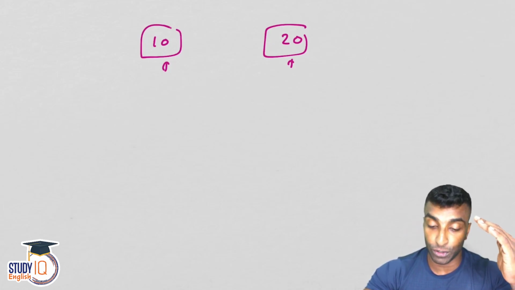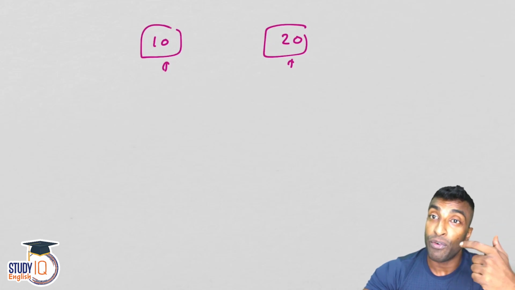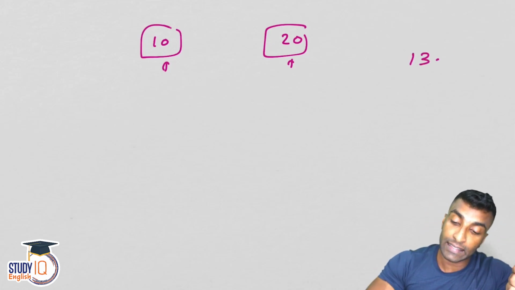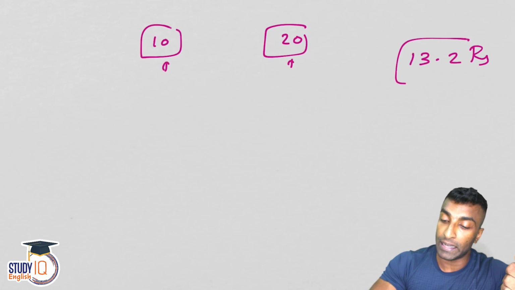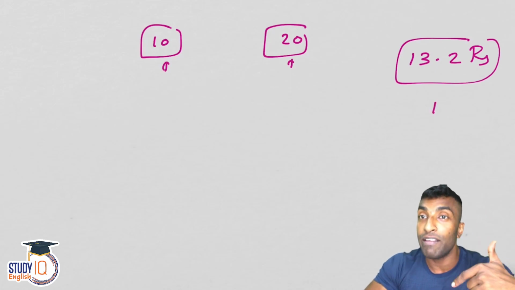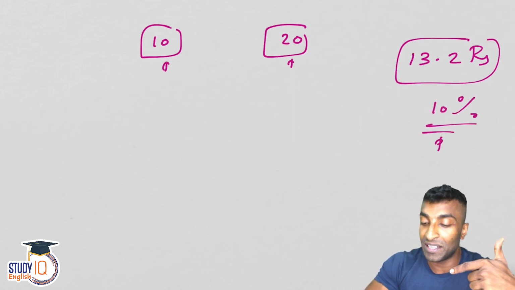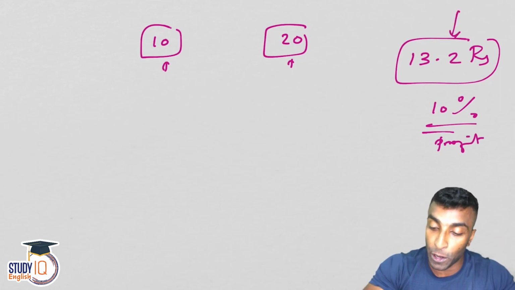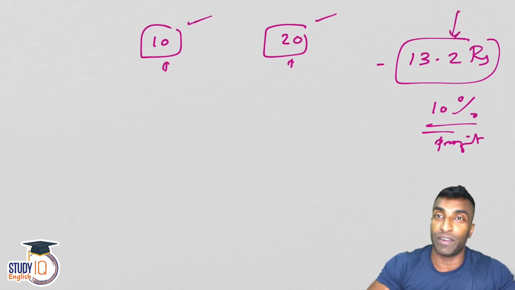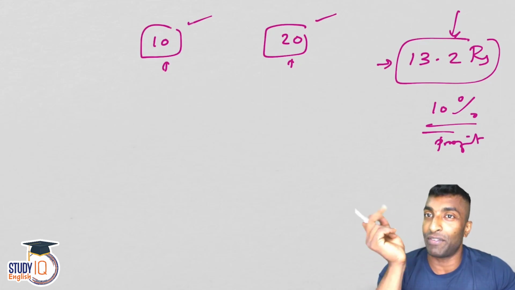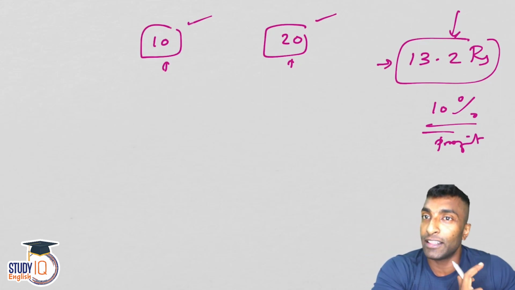I have one rice which costs 10, other costs 20, and this mixture, when I'm selling at, let's say, 13.2 rupees, I will obtain a 10% profit. So is it the cost price which is given? No. Here the cost price is given, but here the selling price is given. But when you mix it, you will be getting the cost price only, because that's a weighted average.